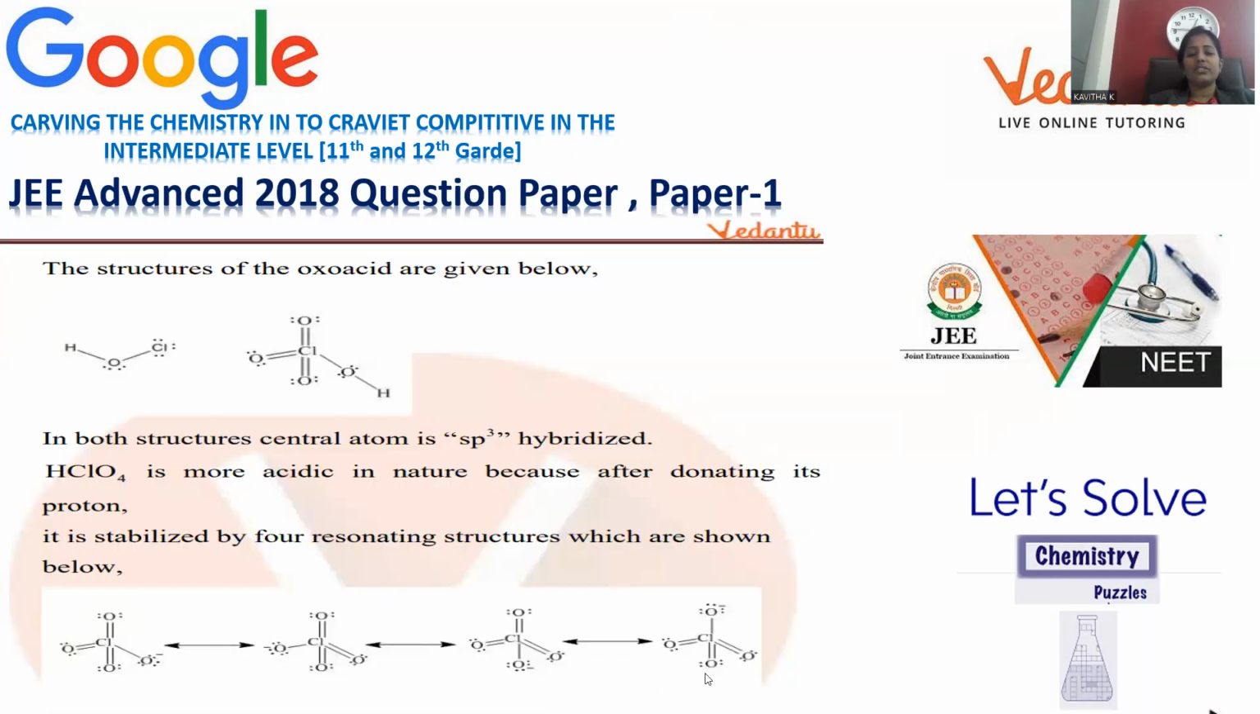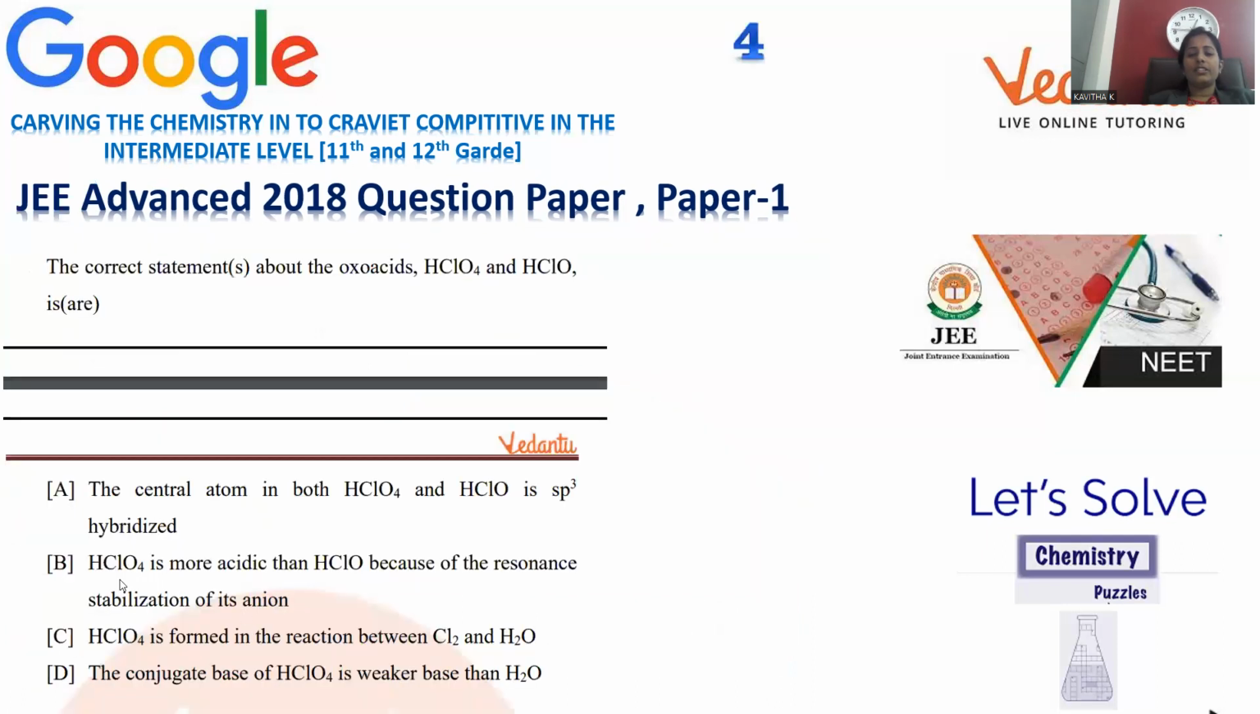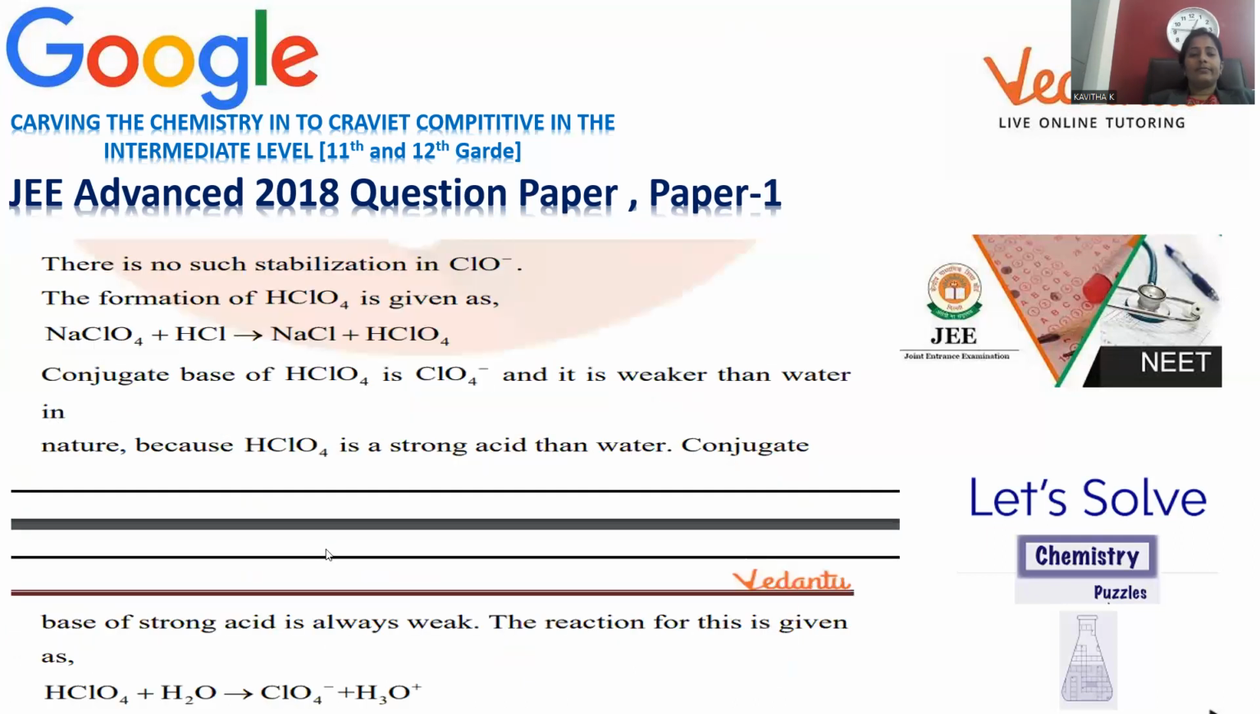This is explained with the resonating structures. One fundamental thing to be understood: the more the resonating structures, the more will be the stability for the given species. So all 4 are contributing to the stability of the perchlorate anion, so that perchloric acid is a stronger acid. There is no such stabilization in ClO minus. When you go for ClO minus, such resonance stabilization is not possible because sharing oxygens are not present, only one oxygen to accommodate the charge. So the charge is localized, and it will not be that stable.